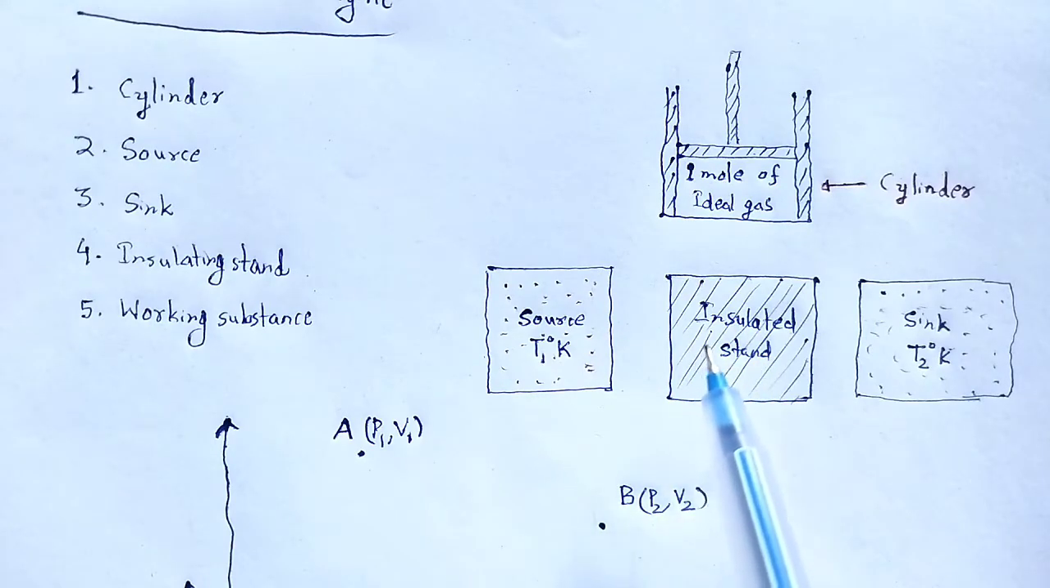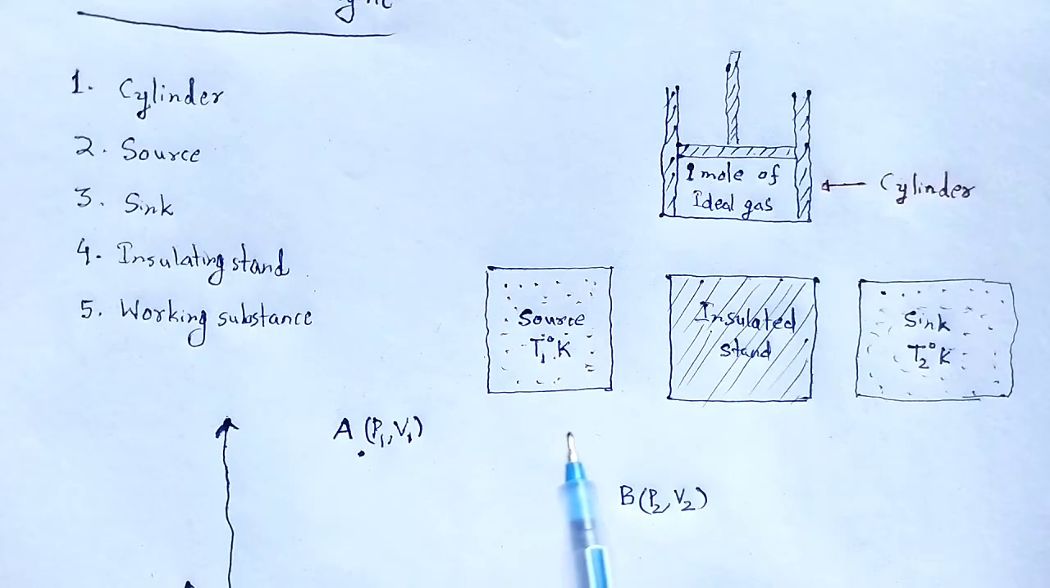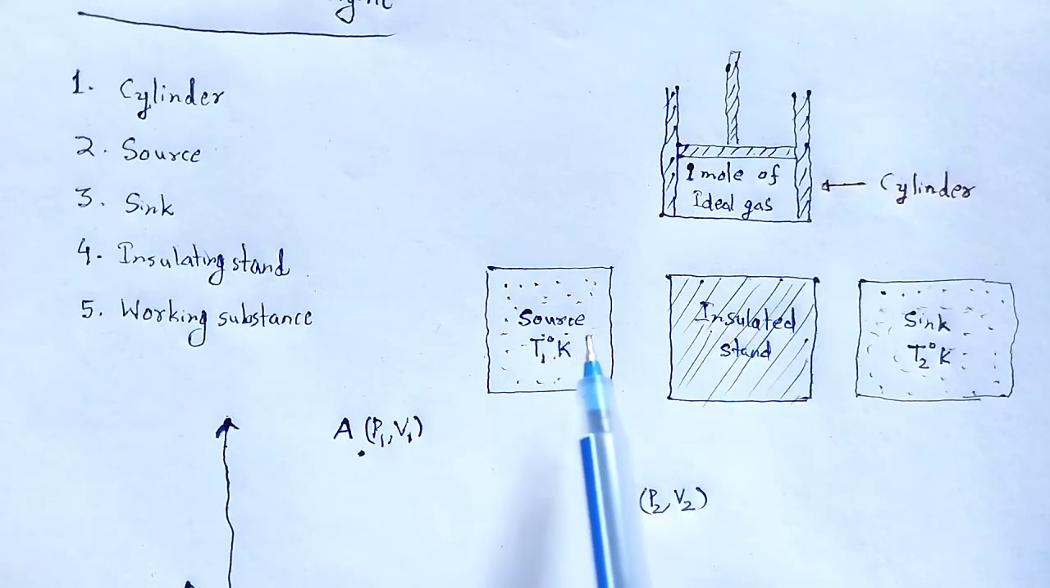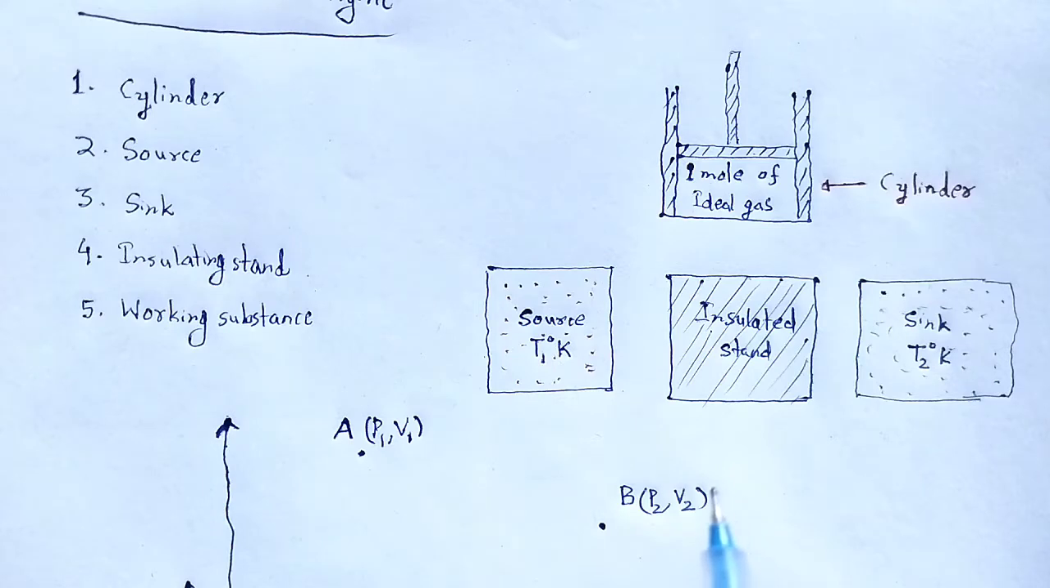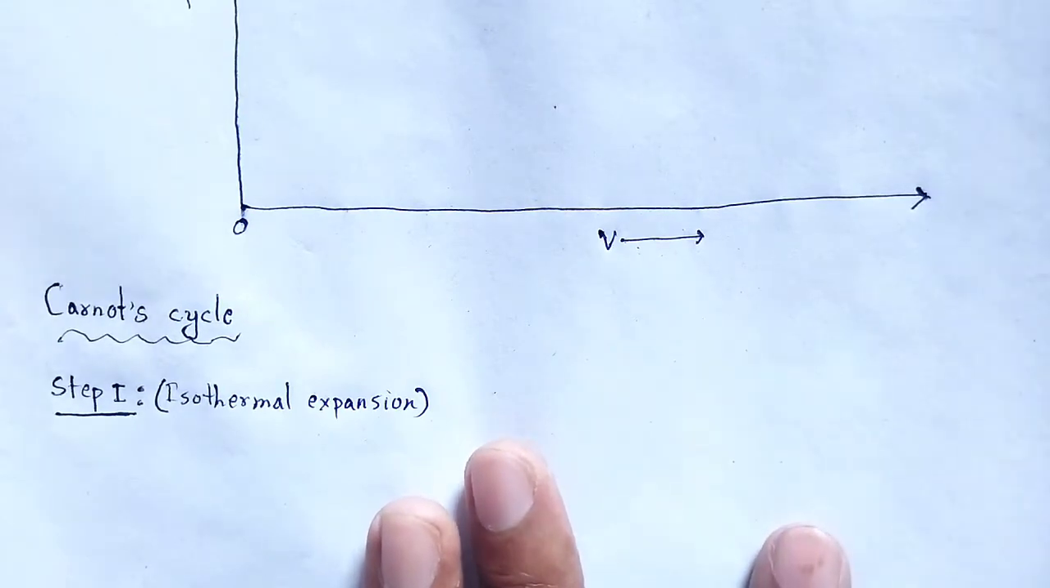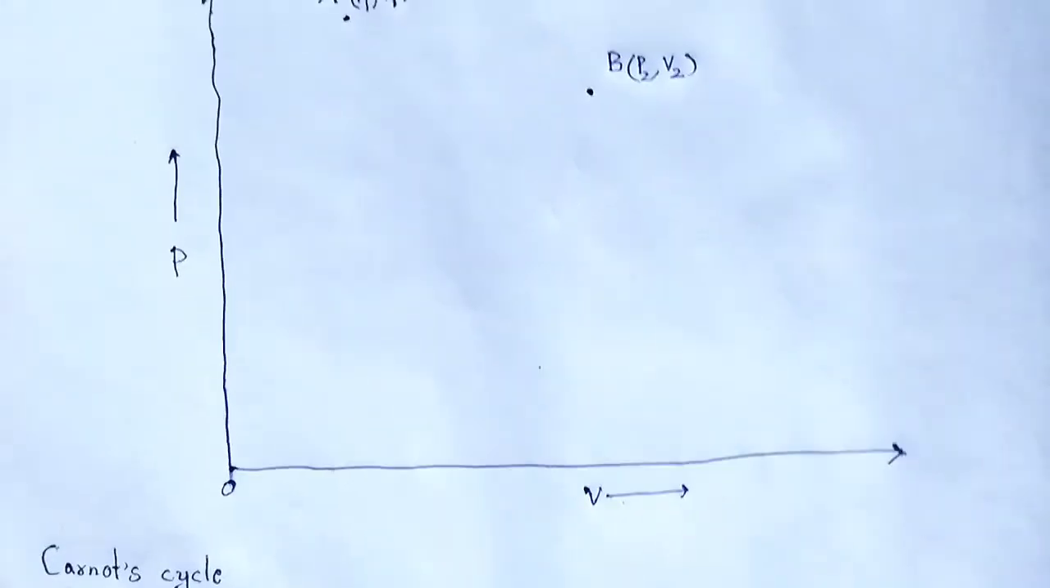As the gas expands, its temperature falls and heat is absorbed from the source, and the temperature of the gas again becomes T1 degree Kelvin. During this process of expansion, the temperature remains constant, that is T1 degree Kelvin. Hence it is a process of isothermal expansion. So that process is termed as isothermal expansion. Throughout the total expansion, the temperature remains constant.